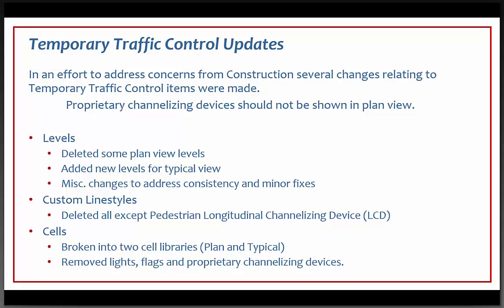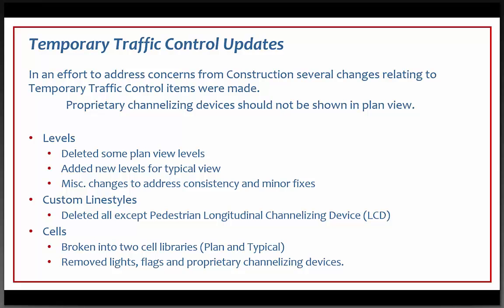So we had to go in and restructure some cell libraries, and while we were doing that, we went ahead and broke them out. So now you've got 2 traffic control cell libraries. You've got one for the plan view type cells, and then one for the typical section type cells. We also cleaned up other things like the lights and flags, which are no longer allowed. We removed those from the cell library. We deleted some custom line styles for the channelizing devices, except for the pedestrian longitudinal channelizing devices, because those are unique and should be shown.